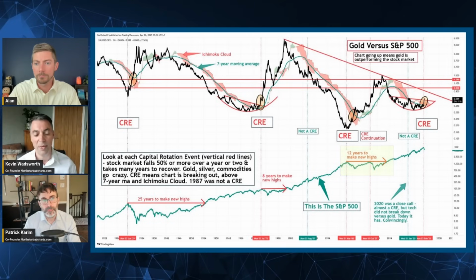So when we talk about capital rotation, it doesn't mean that there is no capital in the stock market. It doesn't even mean that the stock market isn't going up, because during these capital rotation events, the stock market does go up. It'll fall maybe 50% over the course of a couple of years. And then the stock market starts to grind higher over the following several years. And it takes lots of years to get back to where it originally was, during which time the gold bull has already burst out of the gates and is outperforming the stock market by multiples.